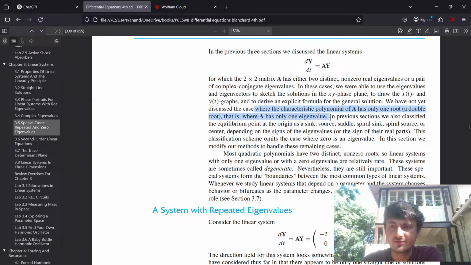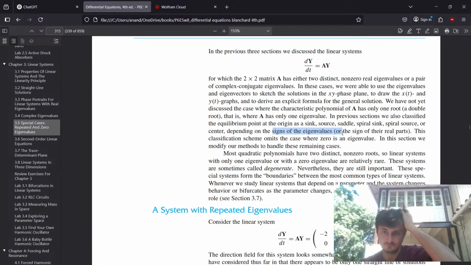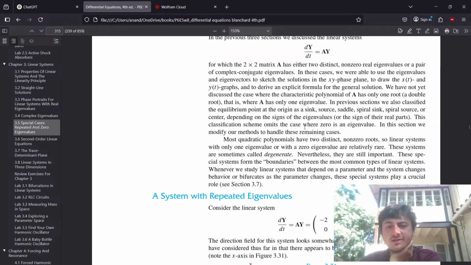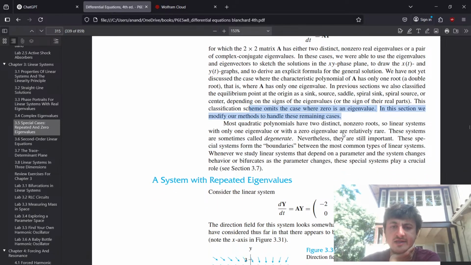In previous sections, we also classified an equilibrium point as a sink, source, saddle, spiral sink, spiral source, or center, depending on the signs of the eigenvalues, or the sign of their real parts. This classification scheme omits the case where 0 is an eigenvalue. In this section, we modify our methods to handle these remaining cases.